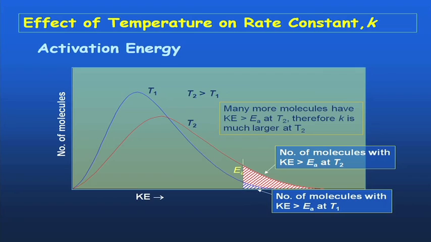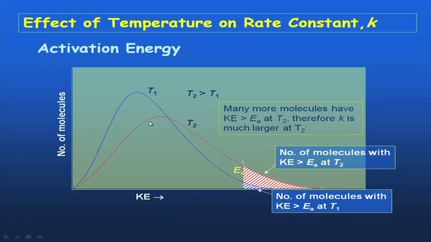Here you see the plot of the number of molecules, or the fraction of the total number of molecules. It is better to write the probability function, that is, the fraction of the total number of molecules present in the mixture, and this axis may be in terms of kinetic energy, or the overall energy, or maybe the speed of the molecule.